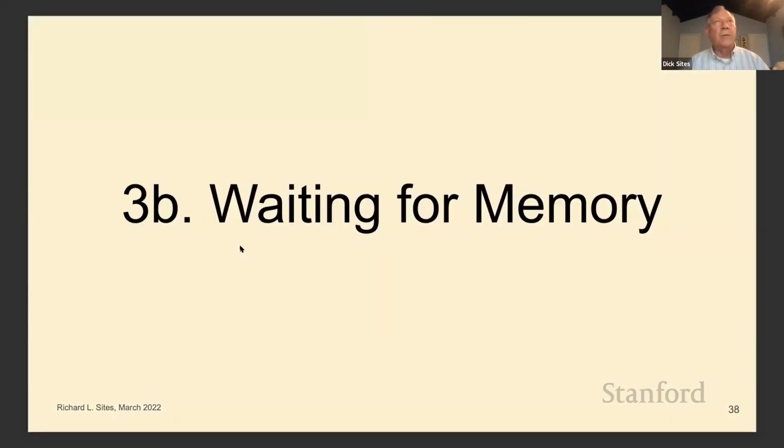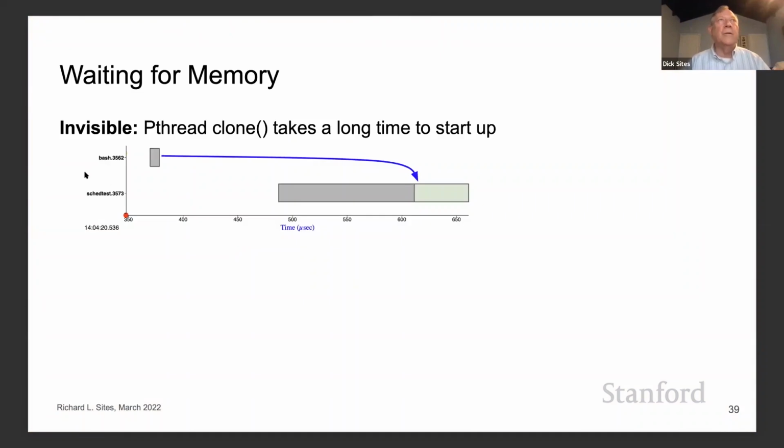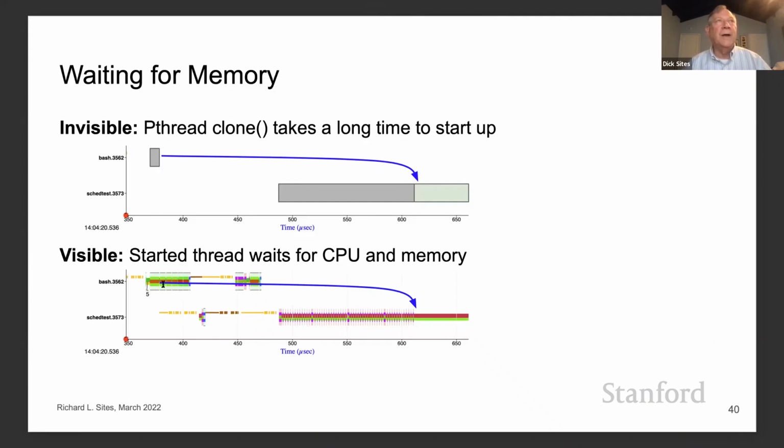So waiting for memory is another little sample program. This one is a parent task that uses pthreads and clones the child task. Except the child task takes a long time to start, and we don't know why. And if you look at what's going on, this is the parent task. It's actually doing a clone call here. It's doing another one. It's cloning 4 children. The first one turns out to be the one we're looking at. And then it's cloned its 4 children and it stops running.